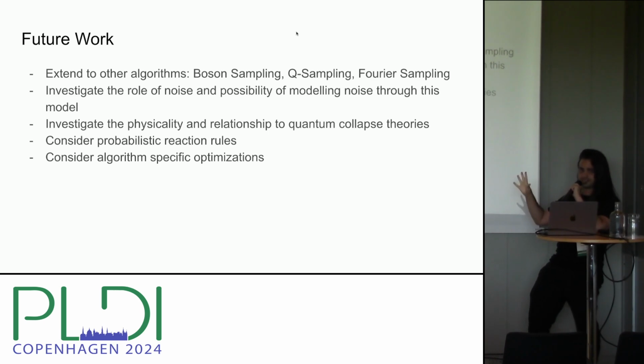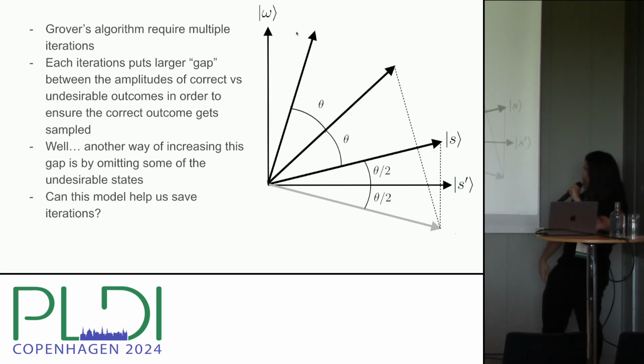This method is as generalized as it can be. You can just download the code, put in whatever circuit you want, but perhaps there are further optimizations that can leverage the specifics of these algorithms. For example, Grover's algorithm requires multiple iterations, and this is because we rotate slowly every time, and each iteration puts a larger gap between the amplitudes of incorrect states and correct states. Well, another way of increasing this gap is essentially by omitting some of these undesirable states. So we hope to investigate, for example, can we skip some of the iterations by using this simulation method, because that would be huge, and that would save us a lot of computational power. That is all I have.